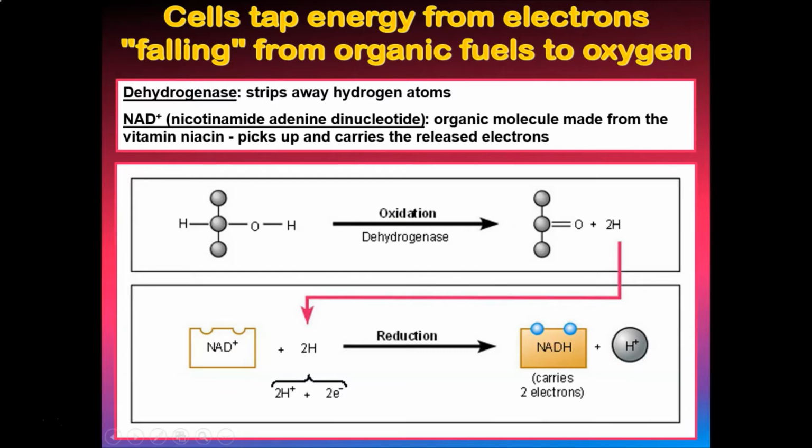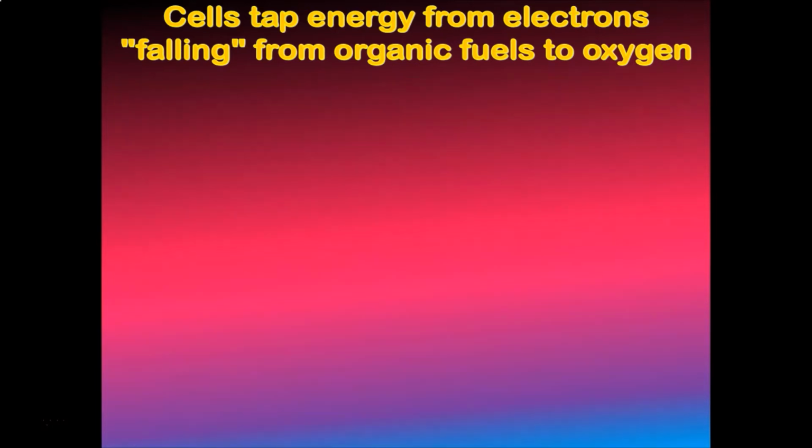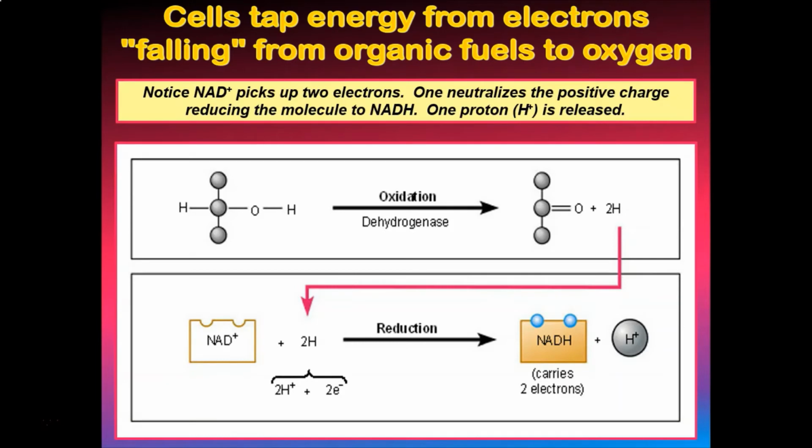And that charge should make sense, right? Because you had NAD+ and you added a negative, so now you'd be at NAD, then you added another negative, so technically you'd be at NAD-, but then you added a little proton, which is an H+, so now you're at NADH. So the charge works out, and plus you release a little proton here as well. So the NAD+ picks up 2 electrons, one neutralizes the positive charge, reducing the molecule to NADH, and one is released.